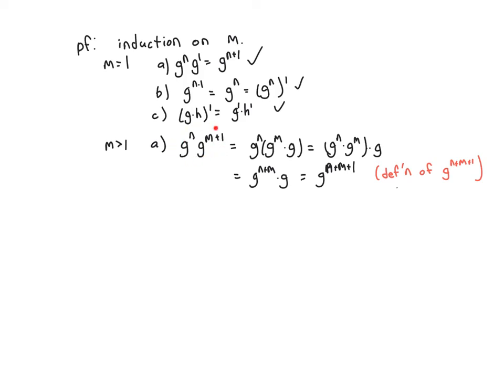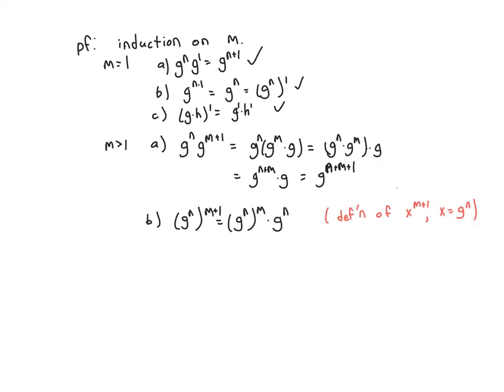Notice I started with the factored form on the right-hand side. That will probably be true for B as well. So let's go to B. I'm looking at (g^n)^(m+1). Well, what's the definition of x^(m+1)? It's x^m times x. If I substitute g^n for x here, I get (g^n)^m times g^n. So I'm just applying my definition of exponentiation, where the base is g^n and the exponent is m plus 1. Now I use my induction hypothesis. (g^n)^m is g^(nm).